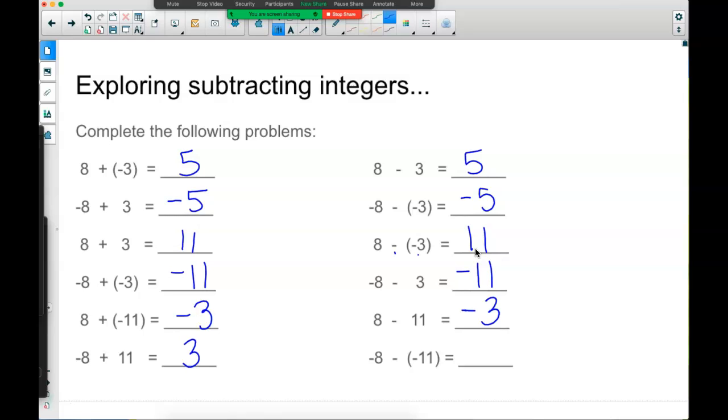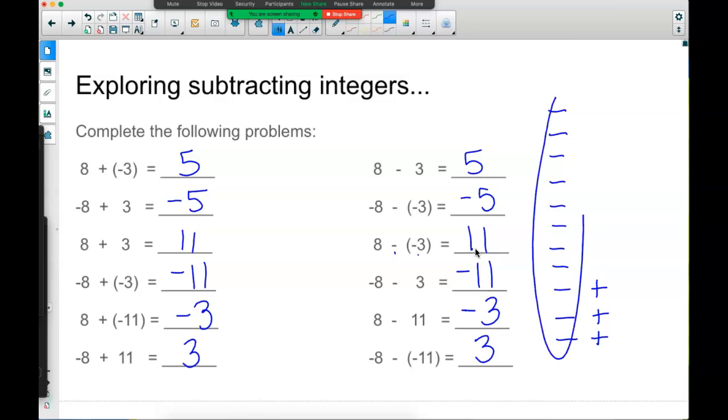And then the last one, -8 minus -11, actually ends up being 3. Okay, because it's 8 negatives. That's 5, 6, 7, 8 negatives. And I want to take away 11 negatives. Well, I only have 8. So I need some 0 pairs. And now if I take away all 11 negatives, those are gone, I'm left with 3 positives.